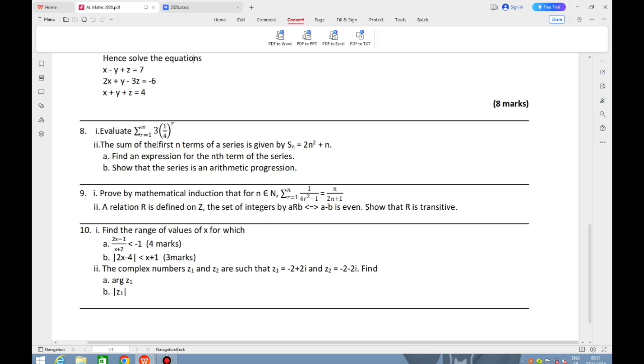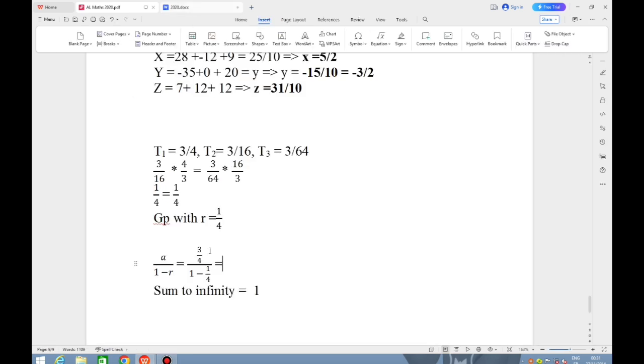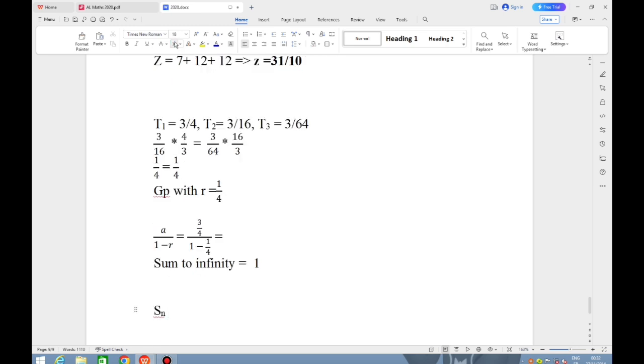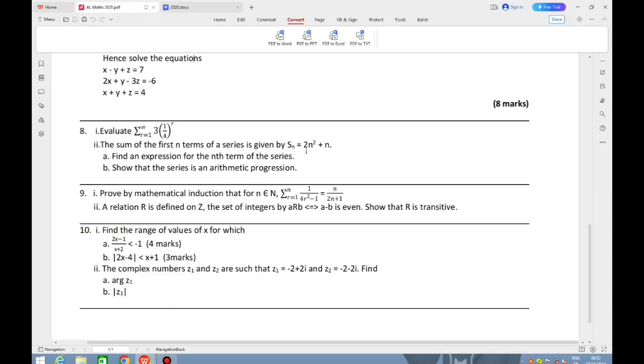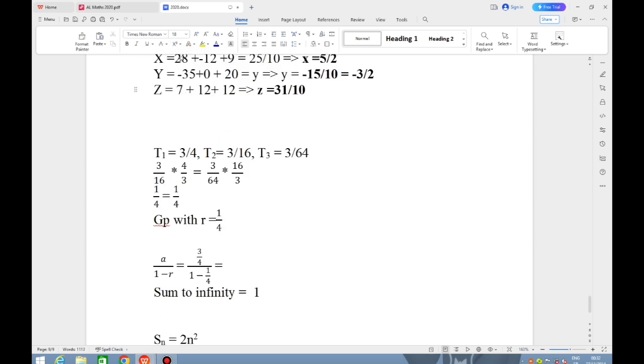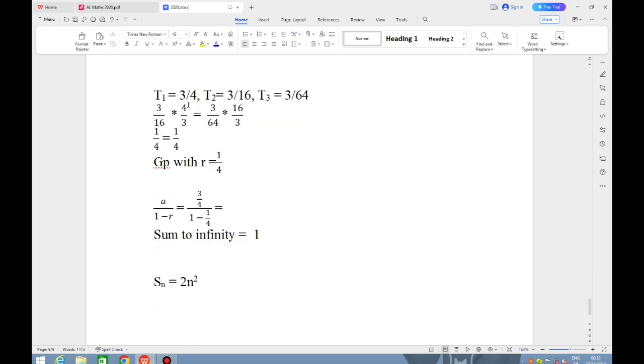Now question 8, Roman 2 says the sum of the first n terms of a series is given by Sn is equal to 2n squared plus n. Find the expression for the nth term of the series. Alright, so for the expression for the nth term, we have the sum of the n terms Sn is equal to 2n squared plus n.